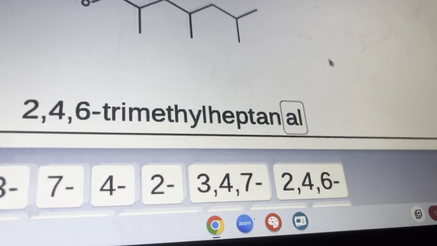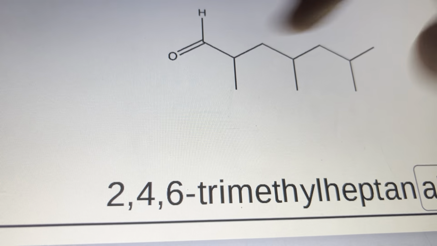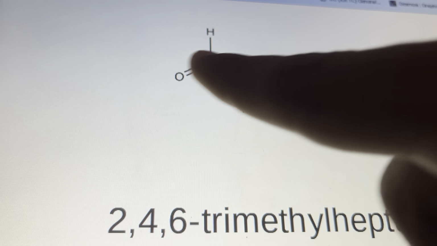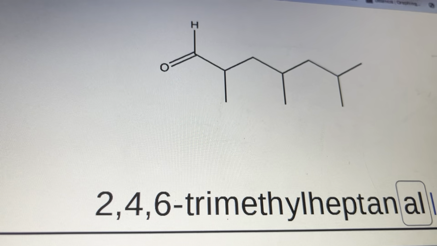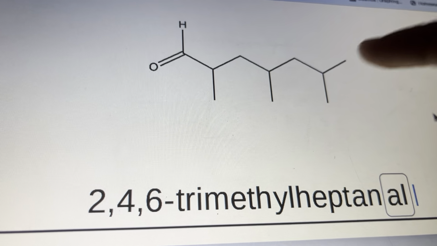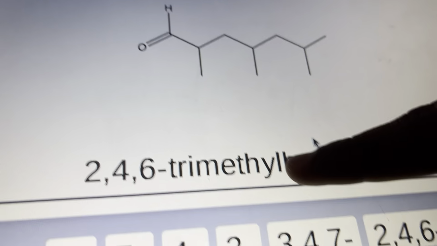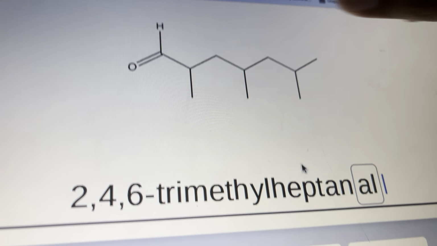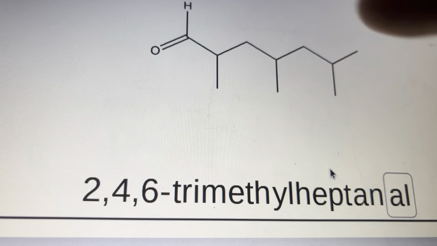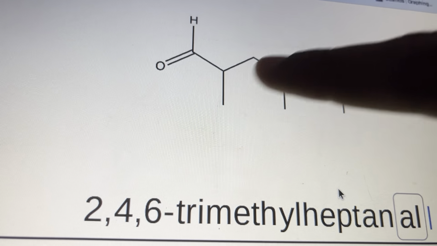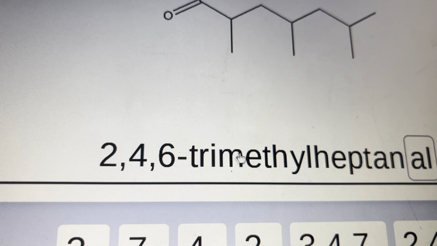Next, we have another aldehyde, remember, because of the oxygen and the hydrogen. So we start here, we go 1, 2, 3, 4, 5, 6, 7. So 7, that is a heptanal. Hept is 7. So heptanal. And then remember we count, we have 1, 2, 3, 4, 5, and 6. So 2, 4, and 6, we have a methyl coming out. So those are the numbers, 2, 4, and 6, and we do trimethyl.